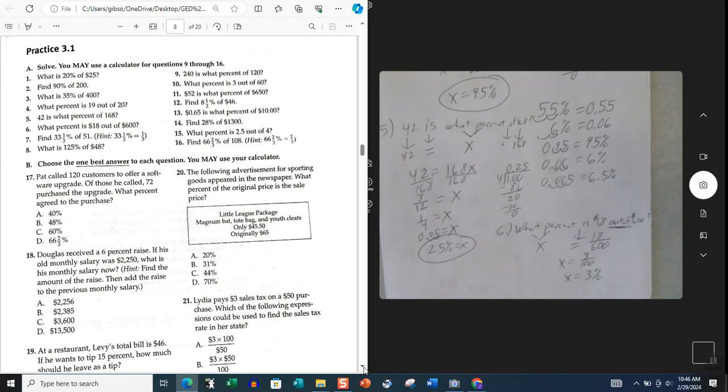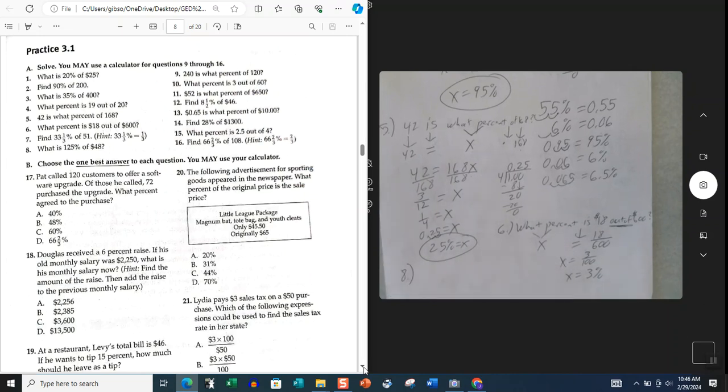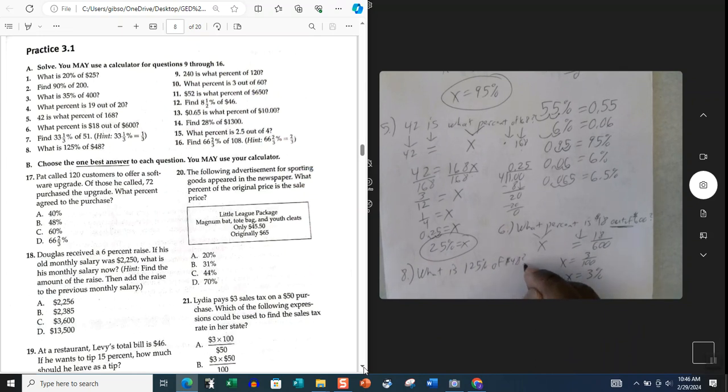Now I'm going to skip 7 for 1 second. And then I'm going to go to number 8. I'm going to come back to 7. So number 8, it says, what is 125% of $48? So what is x? Is equal.